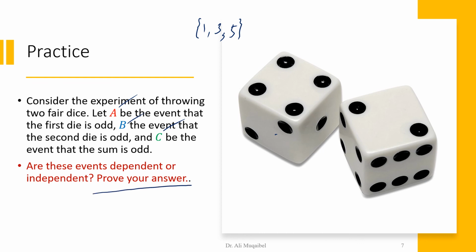Please share your answers. Find the probability of A, write it down. Find the probability of B, write it down. Find the probability of C. And then find the pairwise dependence, prove it or otherwise, and share your answer down please in the comment section.